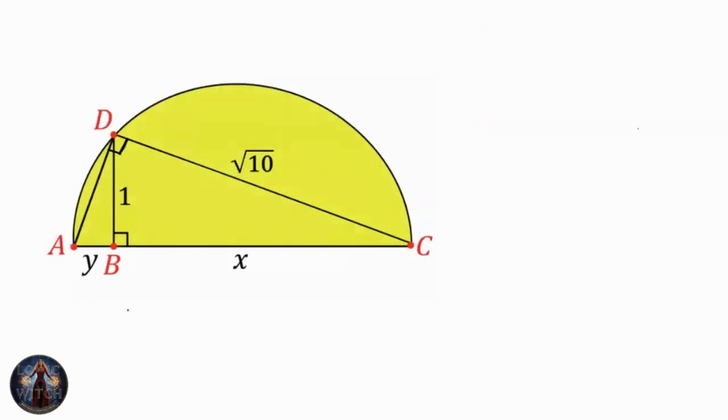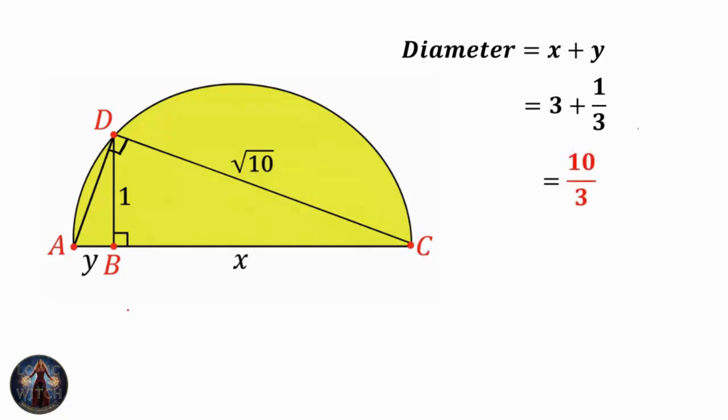So now what else? We have this figure, we have solved for x, we have solved for y. Therefore, the diameter of the semicircle is going to be x plus y, right? If I substitute the value, I'll be getting 3 plus 1 by 3, and on simplification, this would be 10 by 3. We have the diameter, we can solve for the radius because the radius is going to be half of the diameter. So it is going to be 5 by 3. So we have the radius of the semicircle.